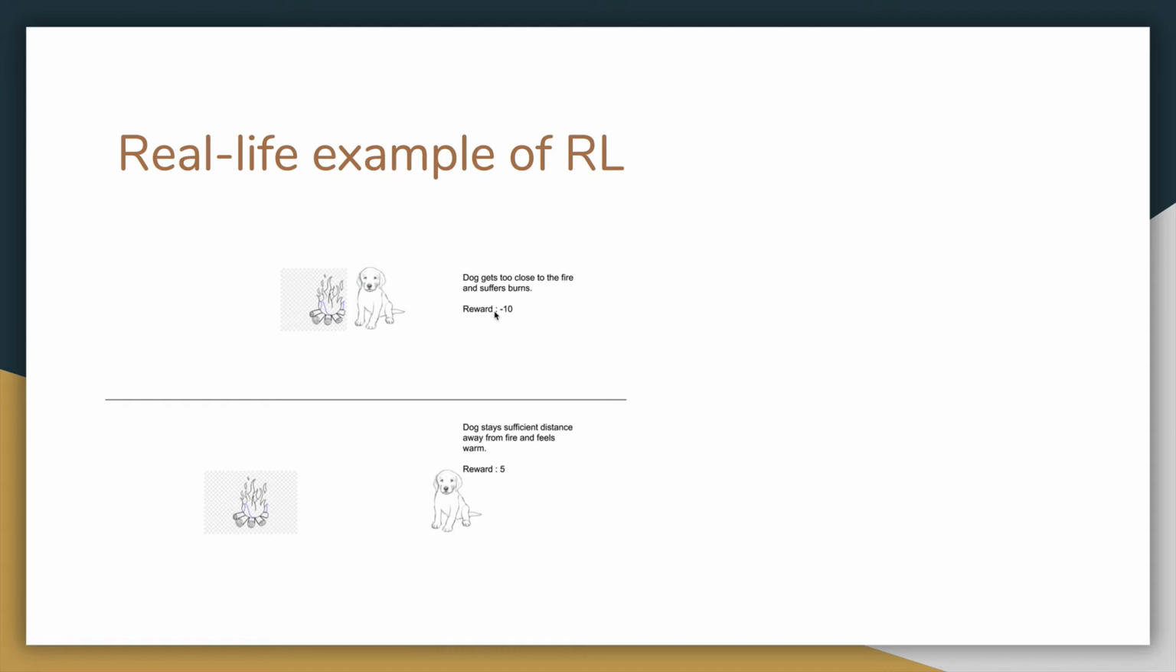So the policy here is that the dog has learned a sufficient distance that it needs to allow between itself and the fireplace to achieve its goal of staying warm. And so, since the dog wants to stay as warm as possible, it might keep going closer and closer to the fire until it is warm enough, but it is also not suffering burns. And this is what training in reinforcement learning is all about.